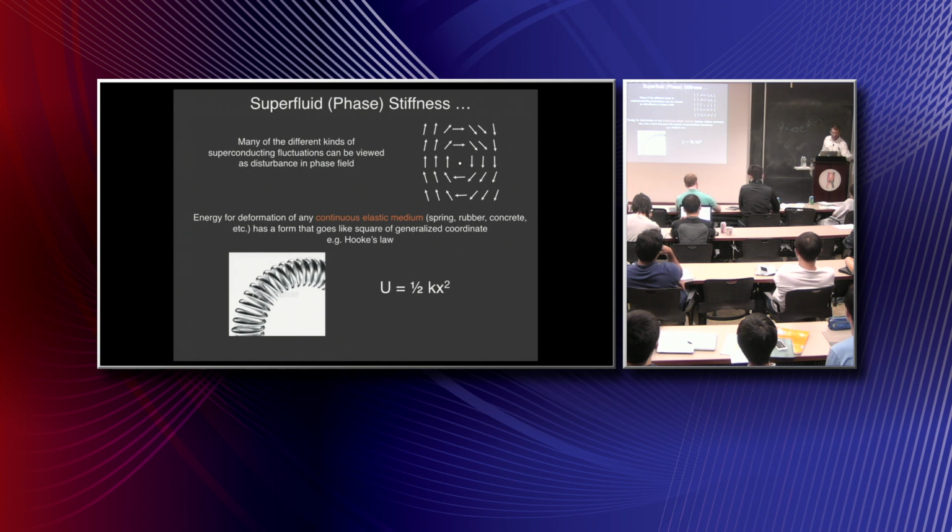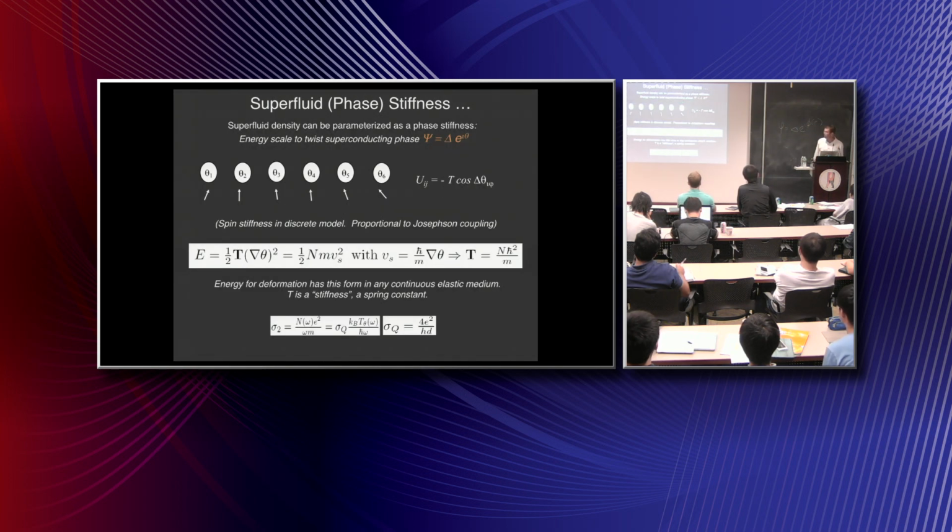Now, if you have any continuous elastic medium, whether we think of a piece of rubber or a spring, or in this case a phase field, you can write down the energy of deformation of that medium, generically speaking, as the square of some kind of generalized coordinate, right? So it's Hooke's law in the simplest sense, the deformation of a spring. But this is true in general, right? Spring, rubber, concrete, et cetera, has this particular form. And it's true also for this case of the phase field.